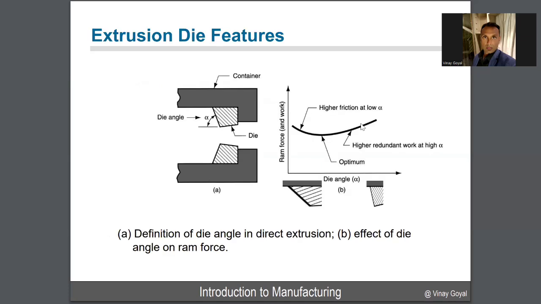With extrusion die features, I want to show you a few things here. You have the die angle that can be very helpful to understand. Here's your container, and there's an effect of the die here with the ram force. So with increasing die angle, so this angle increased, you may need a higher ram force. So there's an optimal value at which you can actually apply less force and yet get the part you want.